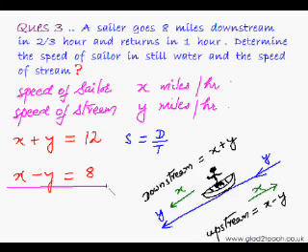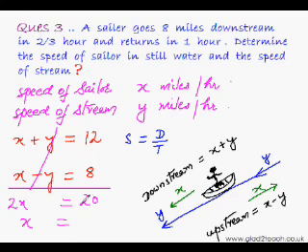Now we can easily solve this equation. Plus y and minus y, they cancel each other out. x plus x would be 2x, and 12 plus 8 is 20. So that means x would be equal to 20 divided by 2, that is 10. And y would be equal to, put this 10 here. So y equal to 12 minus 10, that is 2. Question solved. Speed of the sailor in still water is 10 miles per hour and the speed of the stream is 2 miles per hour.